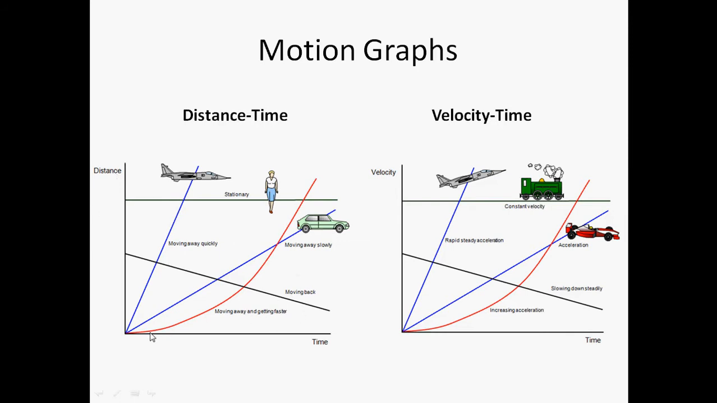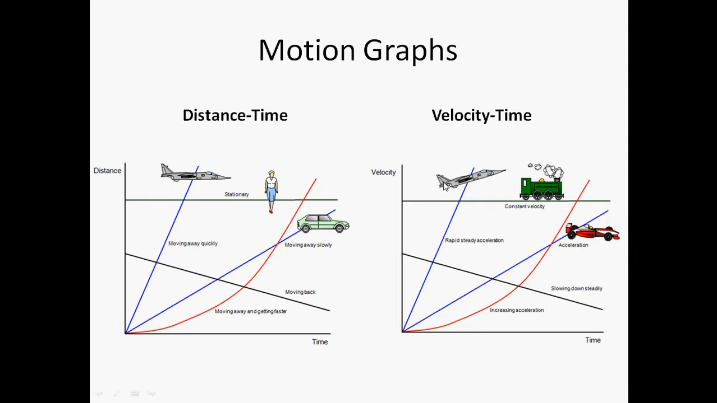You get the idea. And then if you have a curve, it means that the speed that the object is moving is not a constant speed, it's a changing speed. So it's moving away and getting faster because the inclination of the line becomes steeper, okay?